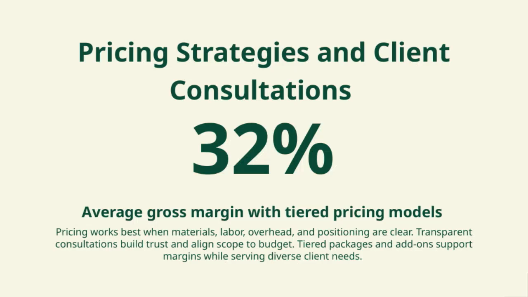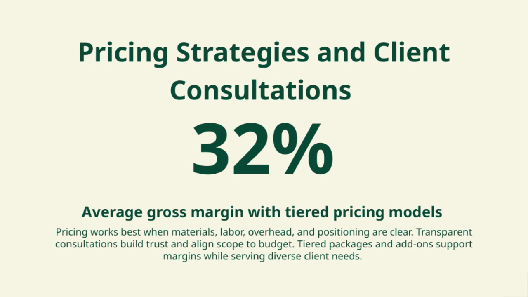Now, let's take a closer look at the average gross margin with tiered pricing models. As you can see, setting the right pricing is most effective when all the components, materials, labor, overhead, and positioning are clearly understood and well-defined. This clarity helps us develop transparent consultations, which are essential for building trust with clients. When clients trust us, they're more likely to feel comfortable discussing their needs and budget openly.